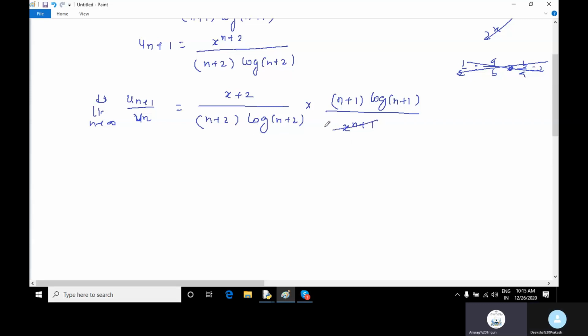This one I can cancel with x, right? X power n is there, no? Sorry, one minute. This is x to the power of what? X to the power of n plus 2, no? So x power n plus 2, I can write as x power n into x square, like a power m into n. And here I can write x power n into x. So this one cancels, and x will remain on top, correct? X will remain on the top. And this n plus 1, n plus 2, I cannot cancel here, so I will write it as it is.